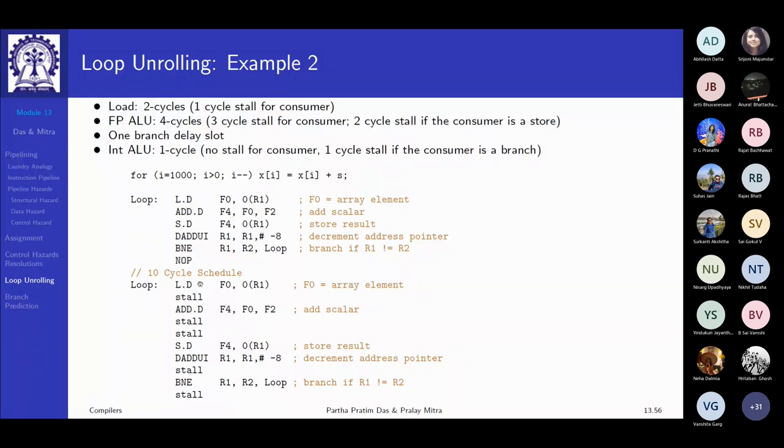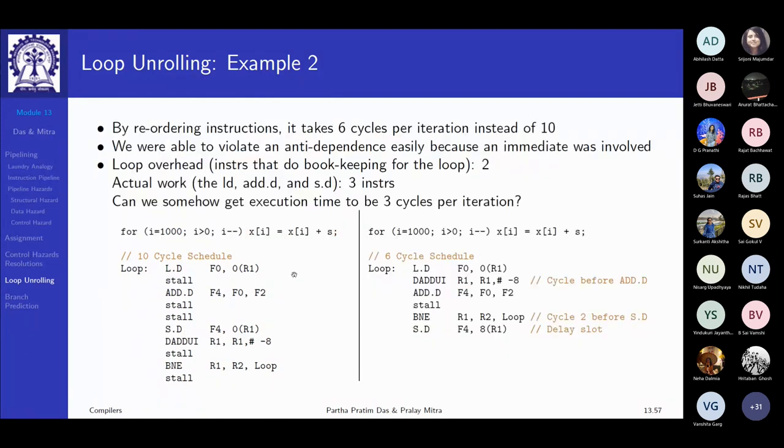So how many cycles do we have? 1, 2, 3, 4, 5, 6, 7, 8, 9, 10. I have 10 cycles, of which in 5 cycles I'm stalling. Not a very good scenario, of course. So let's see how we can benefit by doing some kind of movement of the instructions to perform better. This is the instruction sequence generated.